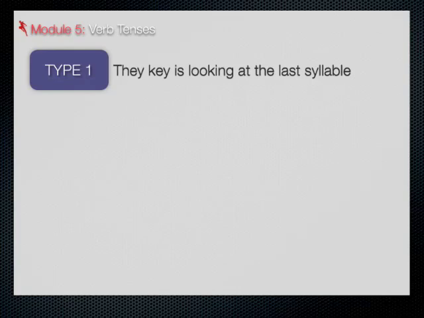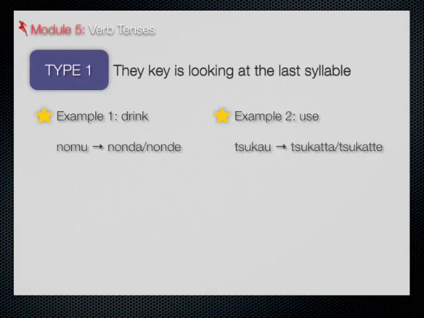So let's put these rules to use in some examples. We've already gone through one example with nomu, so nomu becomes nonda and nonde because it ends with mu. Let's look at another example. How about "to use," which is tsukau. As you can hear, the last letter there is u, so we want to use the u rule, which is to drop that sound and then add a ta or a te sound. So tsukau becomes tsukatta for the ta form and tsukatte for the te form.